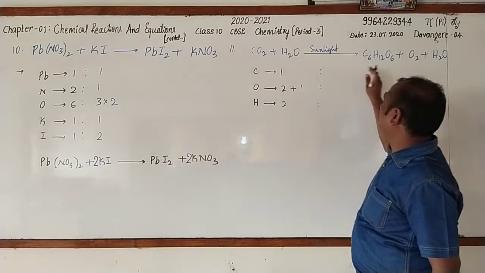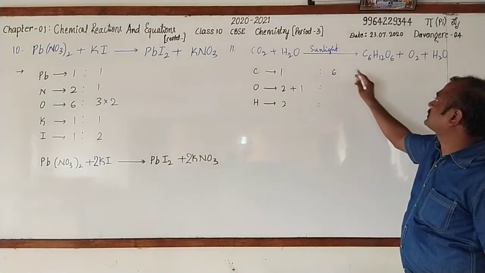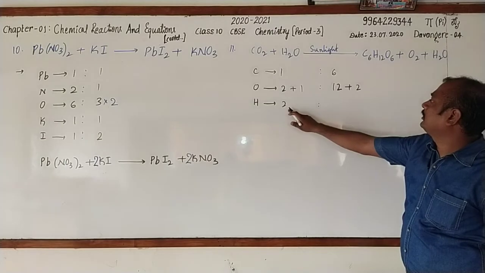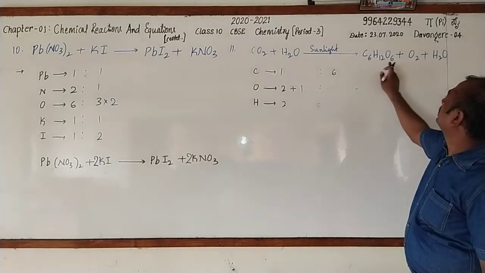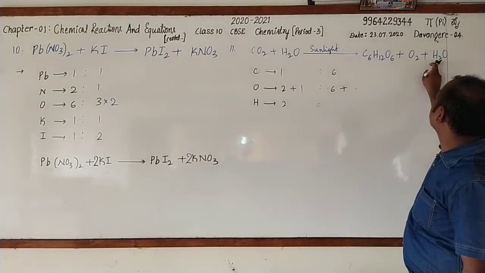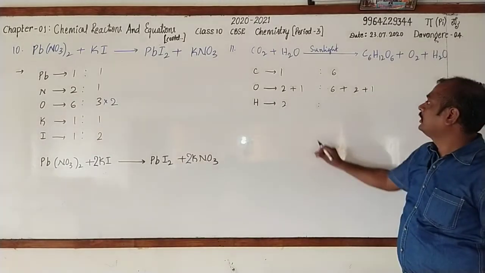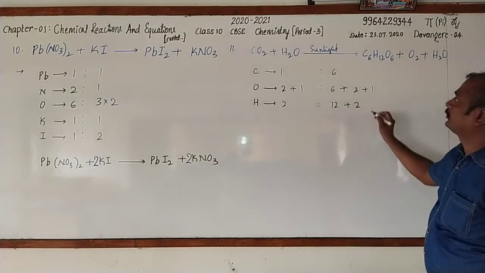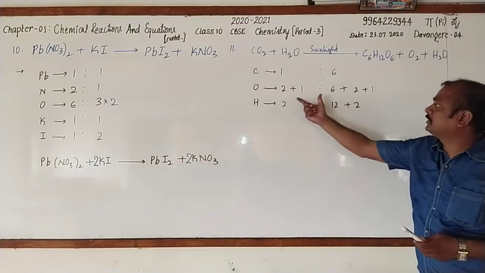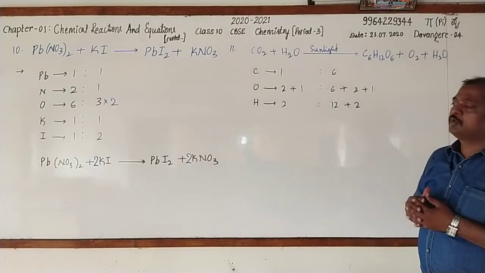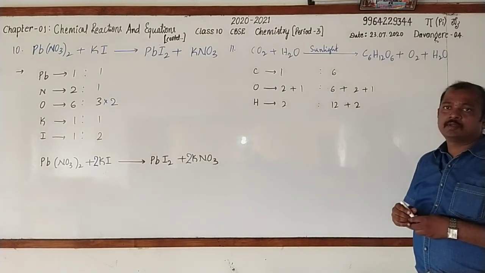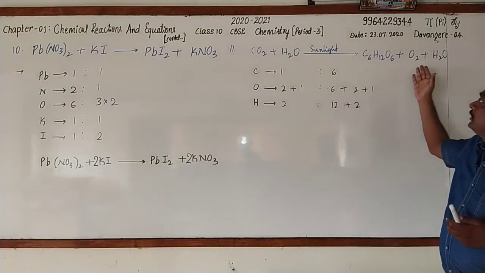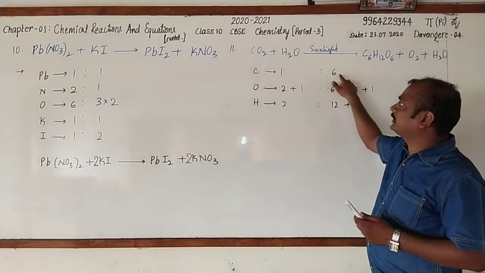What about the product side? Carbon 6, hydrogen 12 plus 2. Then oxygen 6 plus 2 plus 1. Then hydrogen here 12 plus here is 2. Then which one will you take? Whether you take oxygen or hydrogen? None of these two, because here the number of atoms is split up across different reactants. So that is why I go for taking this.